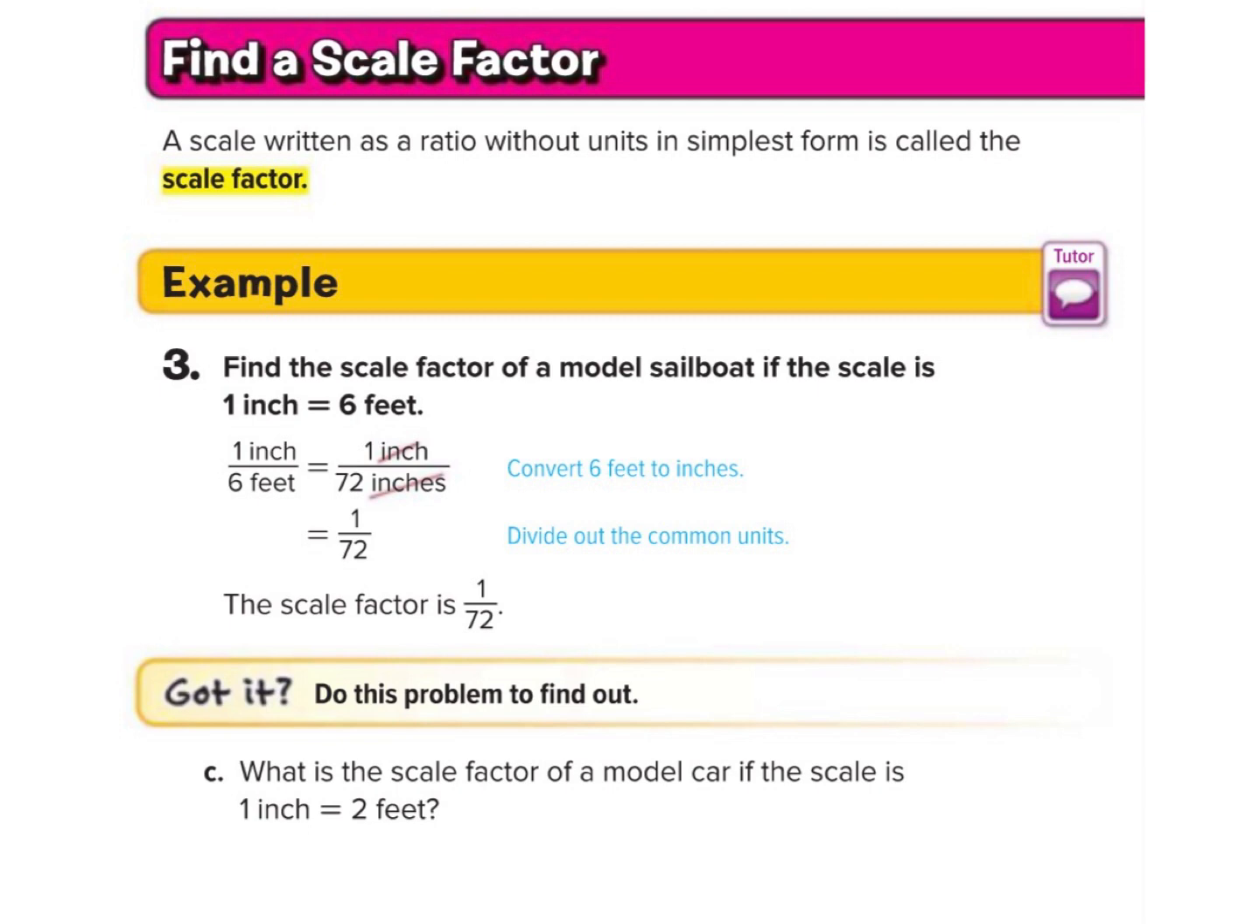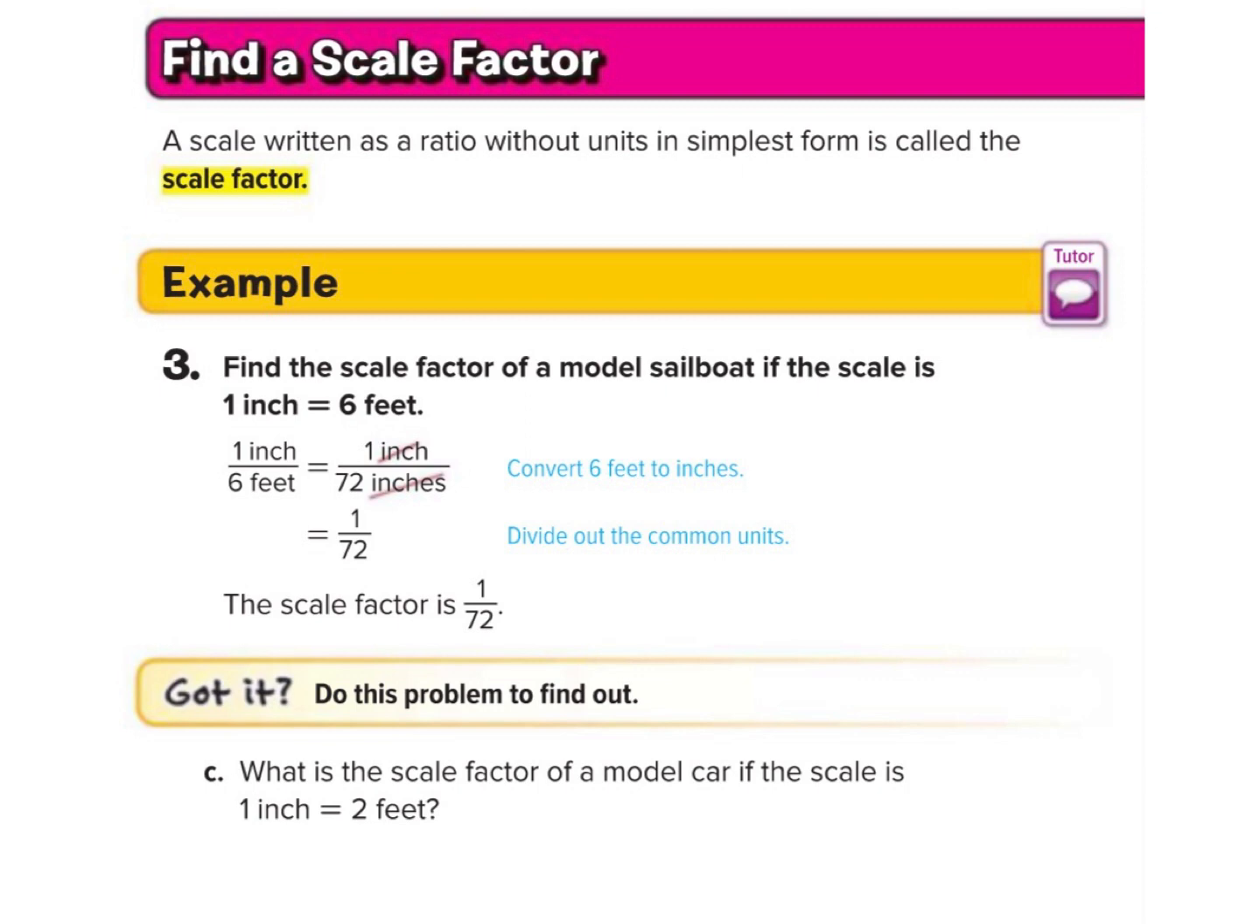Now for example 3, we are going to find a scale factor. A scale written as a ratio without units in simplest form is called the scale factor. So example number 3, find the scale factor of a model sailboat if the scale is 1 inch equals 6 feet. You want to convert 6 feet to inches. So we know that there are 12 inches in 1 foot, so 12 times 6 would be 72. You divide out the common units, and the scale factor is 1/72.